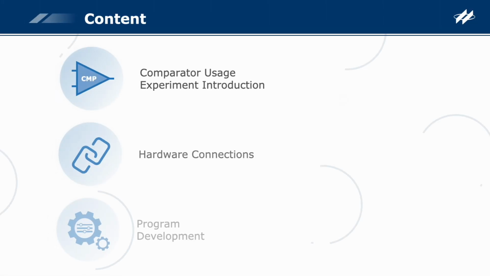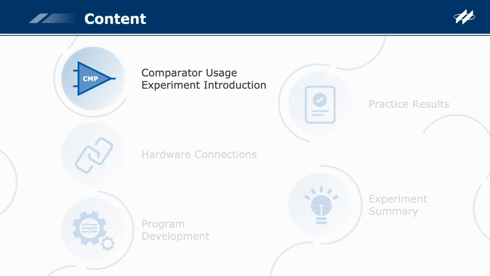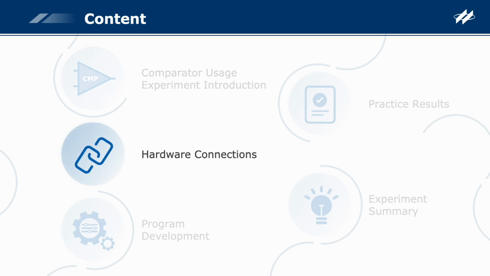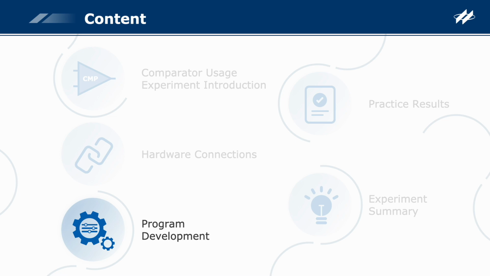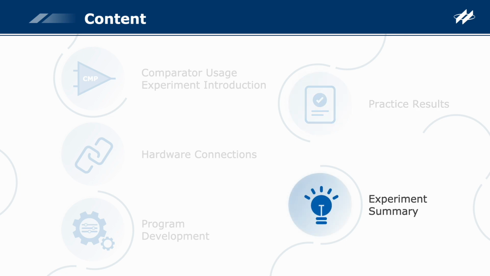This experiment will be explained from the following 5 aspects, which are Comparator Usage Experiment Introduction, Hardware Connections, Program Development, Practice Results, and Experiment Summary.